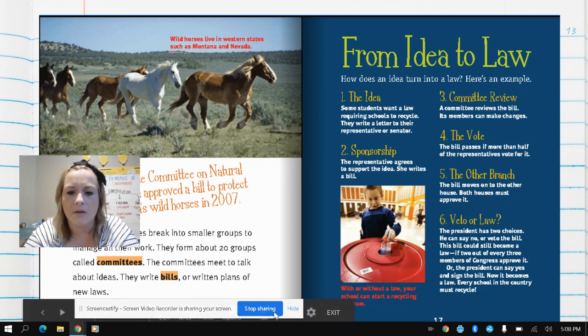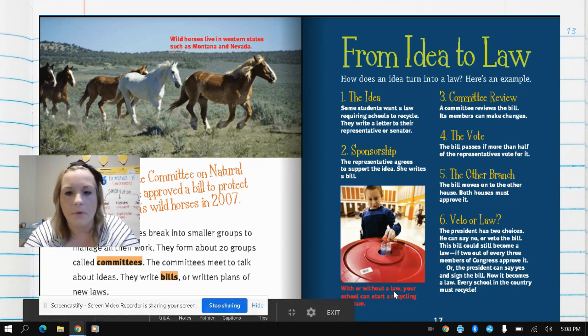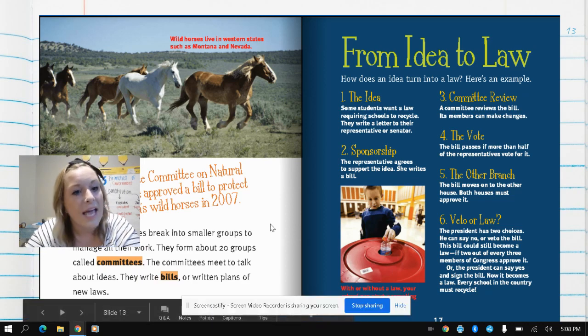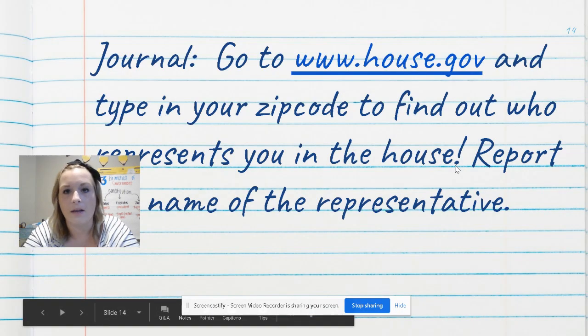It says with or without a law, your school can start a recycling program. So it doesn't have to become a law, but if you wanted to make sure every school in the United States was doing it, that could be the process of becoming a law.